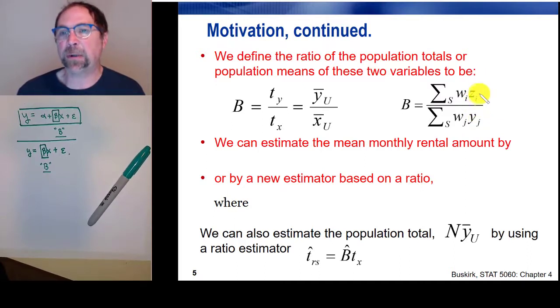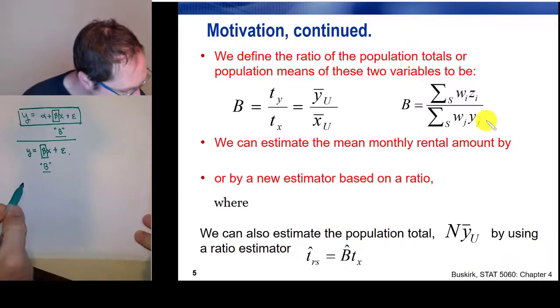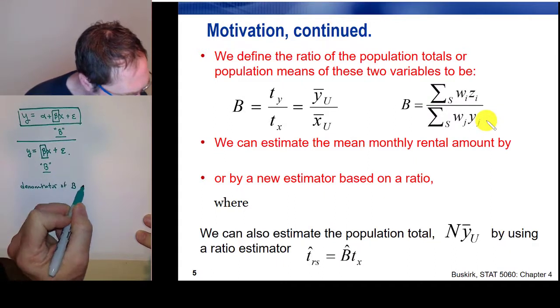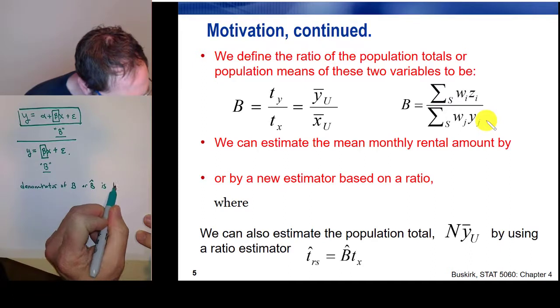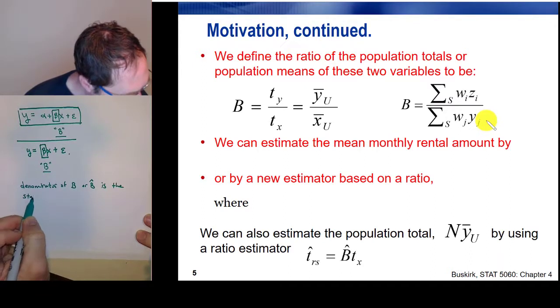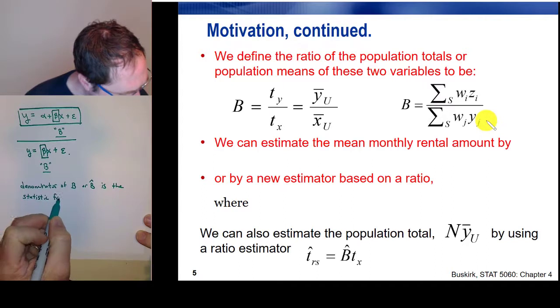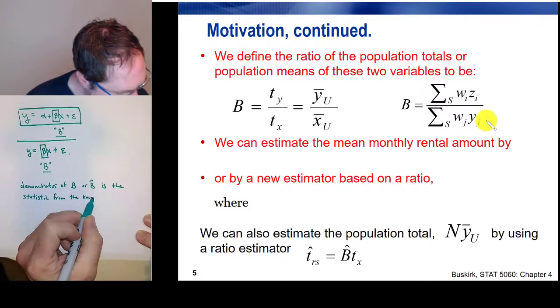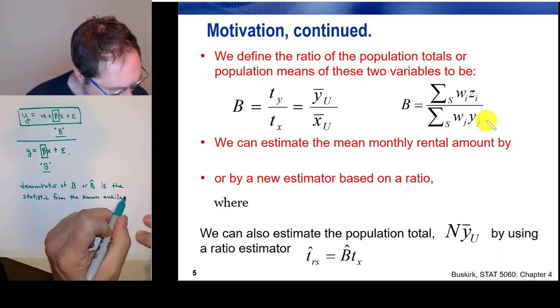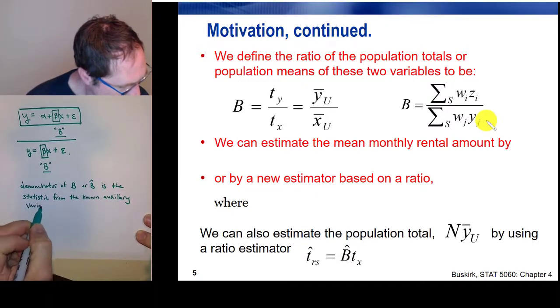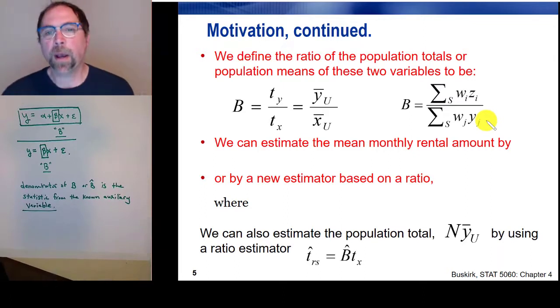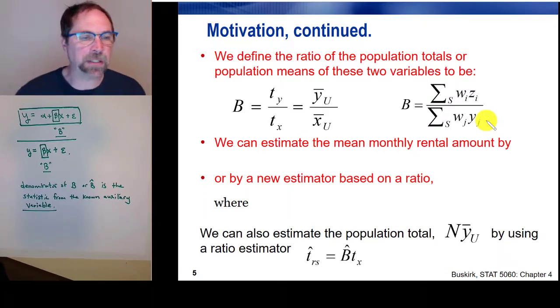So I know that these are mislabeled. This should actually be a Y. This should be an X if I was to be consistent with this notation. The denominator, the way I remember it, just so that you all remember, is the denominator of the B or B hat is the statistic from the known auxiliary variable. Okay, so that's how I remember what goes in the numerator, what goes in the denominator.